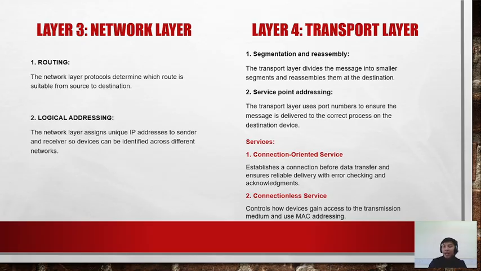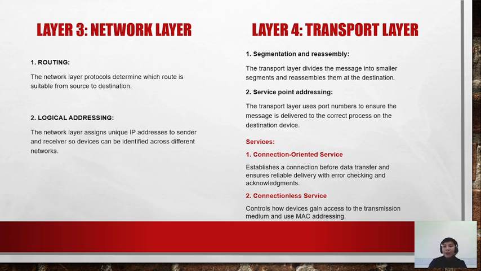This ensures that even if the data travels through different paths, it will still be complete and accurate when it arrives. In addition, the transport layer uses service point addressing through port numbers to make sure the data is delivered to the correct application or process on a device. For example, when you are browsing the internet while also using a messaging app, port numbers help the system know which data belongs to which application.